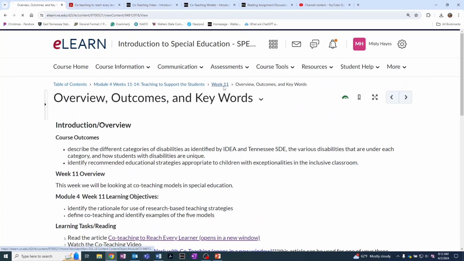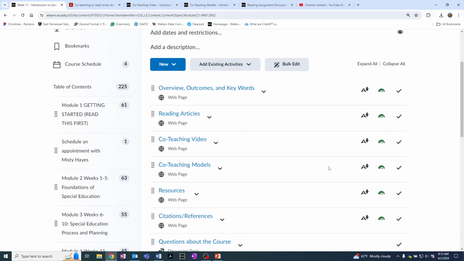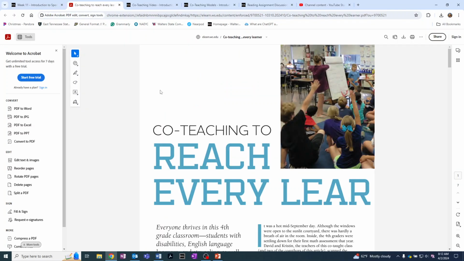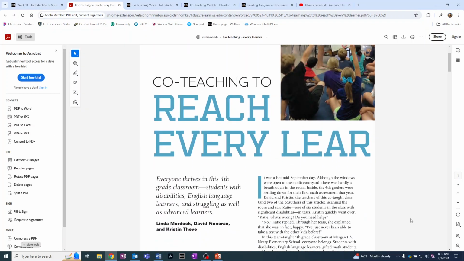So let's go back to week 11 so we can get an overview inside the course. The article I gave you to read, instead of reading from your textbook, is called Co-Teaching to Reach Every Learner. This is about a fourth grade classroom. In this inclusive classroom, you have students who are English language learners, you have struggling students, and you have advanced learners, as well as students with exceptionalities. So, you have really a broad spectrum of students.